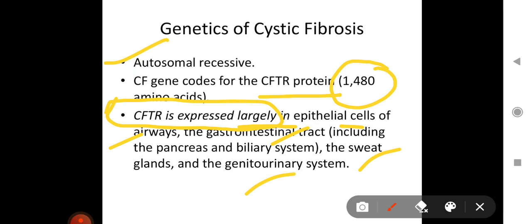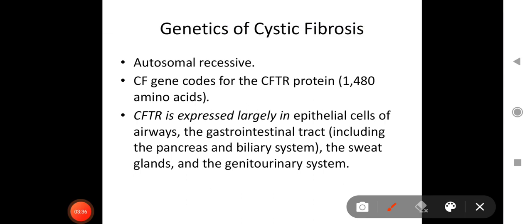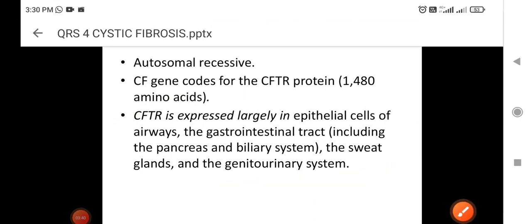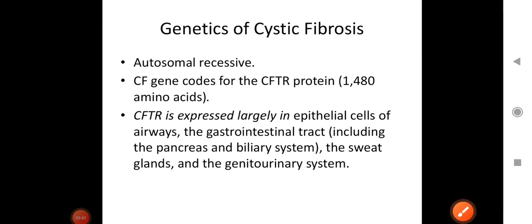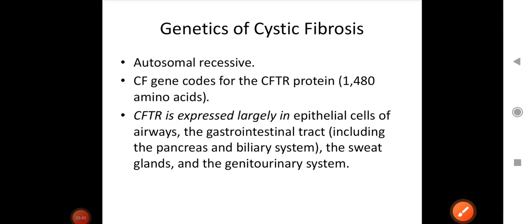So if someone asks which are the main organ systems involved in cystic fibrosis, these are mainly four: the airways, that is the respiratory system, the gastrointestinal system, sweat glands, and the genitourinary system. So mostly the complications are centered around these four organ systems which are mainly involved in cystic fibrosis. And why are these organ systems involved? Because the CFTR gene is mainly expressed in these four areas.